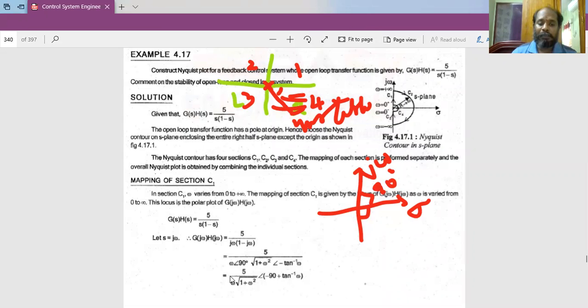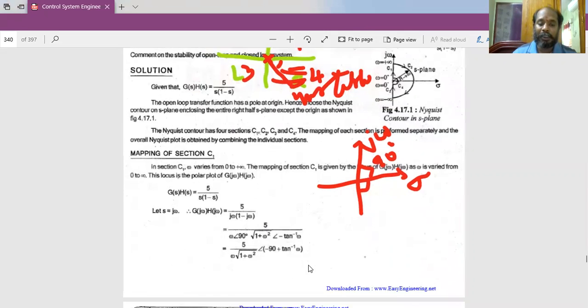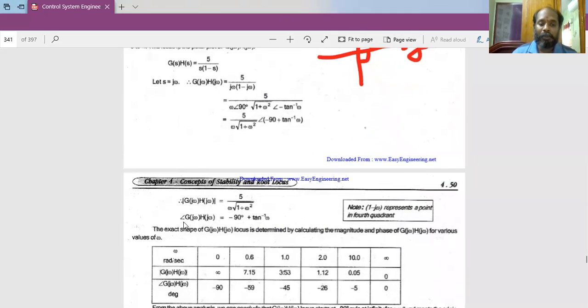If you consider magnitude separately and phase angle separately, you will have this as your magnitude part and this is your phase angle part. This 90 goes up to the numerator, it becomes minus 90. Minus tan inverse of omega goes to the numerator, becomes plus tan inverse of omega. So these two are the magnitude and your phase angle.